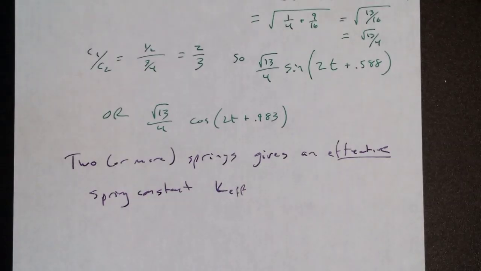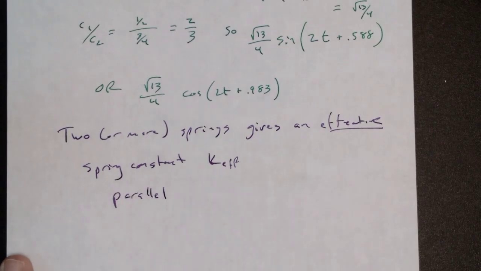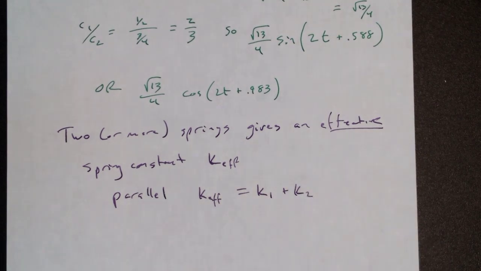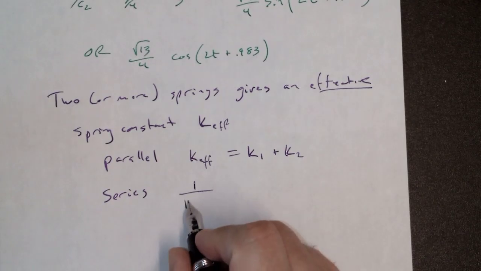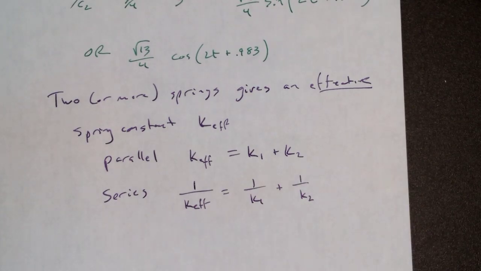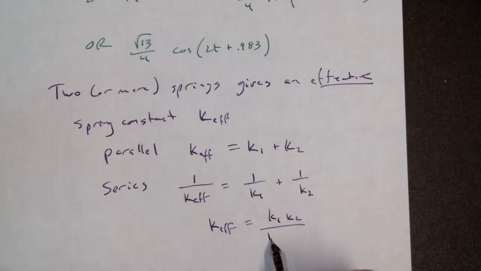Which we'll call K effective, K-E-F-F, subscript. And depending on our setup, we compute these in two different ways. For parallel, the two springs are side by side, and the effective spring constant is just the sum of the two. They're both pulling, so you count them both. But when they're in series, they behave reciprocally. 1 over the effective is 1 over the first one plus 1 over the second one. If you want to solve this for K effective, you could write that K effective is K1 times K2 over K1 plus K2. But I can never remember that formula. I always just remember flip them over.